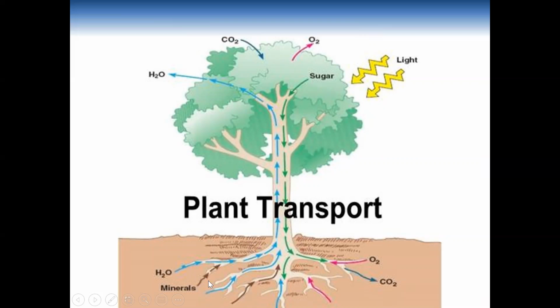Water and minerals are denoted by blue and brown arrows, as you can see, and they are transported upwards by the stem, whereas the food prepared by leaves is transported to the different parts of the plant and is denoted by green color.